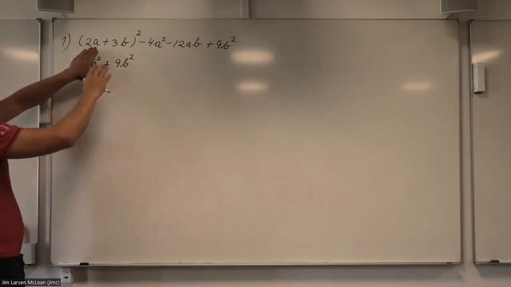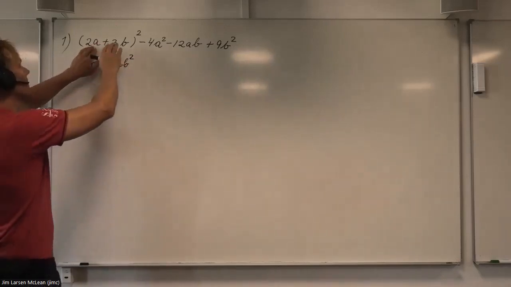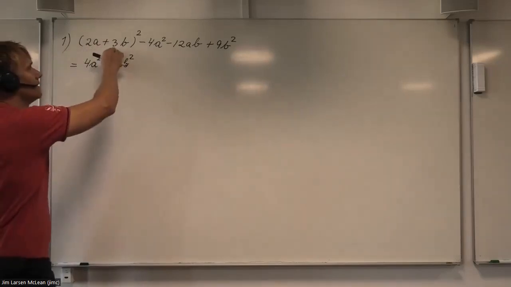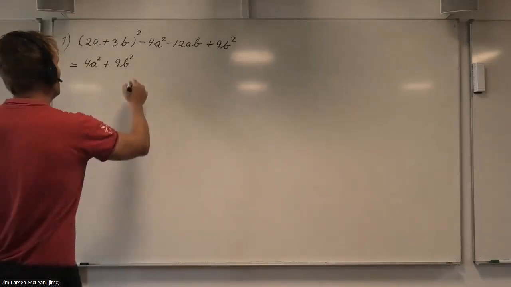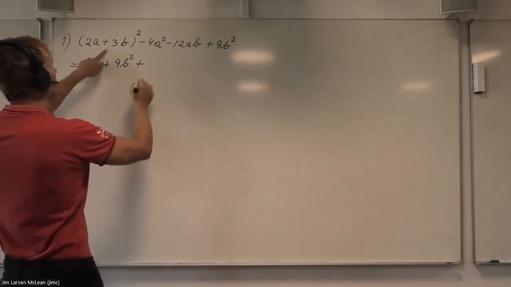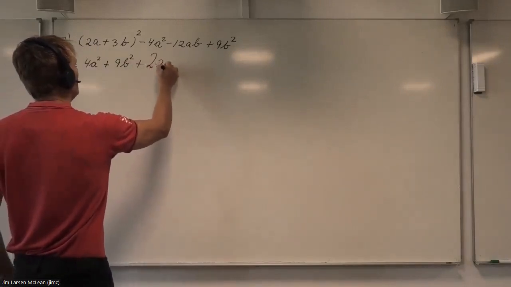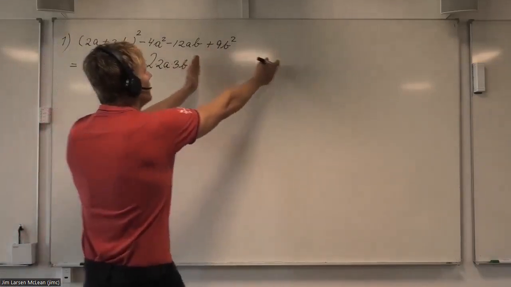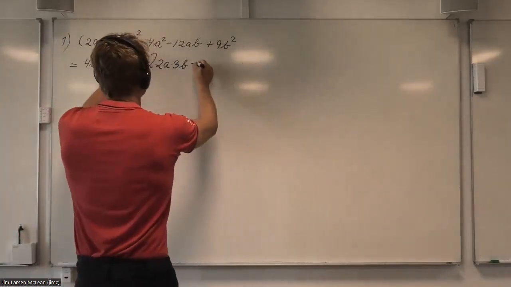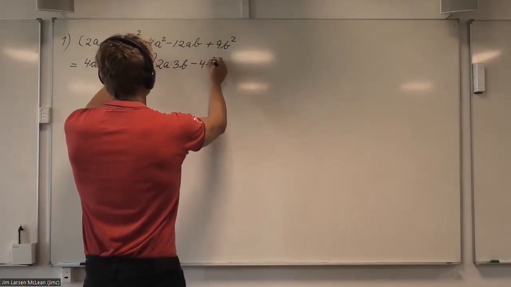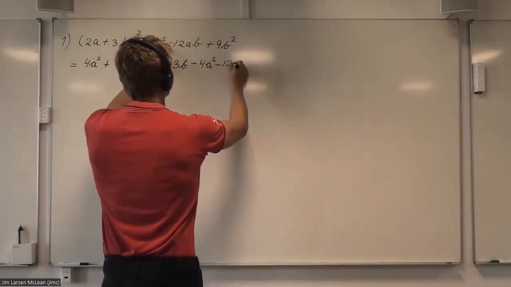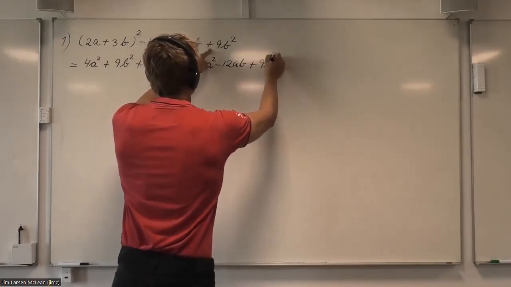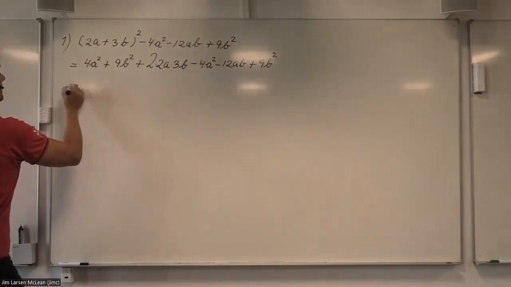And then I need to get the double product, which is basically multiplying that number with that number. When I point here, I mean the whole 2a, and when I point here, I mean the whole 3b. That means I get plus, because it says plus, the double product, 2 times 2a times 3b. And the rest I can just paste down. So minus 4a squared minus 12ab and plus 9b squared. Then we can calculate a bit more on that and see what it gives.